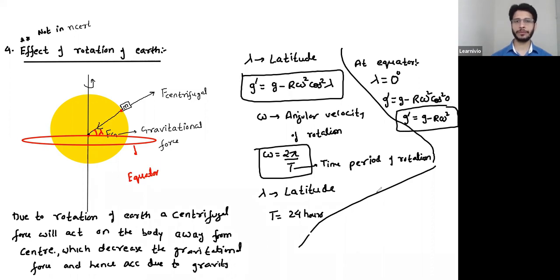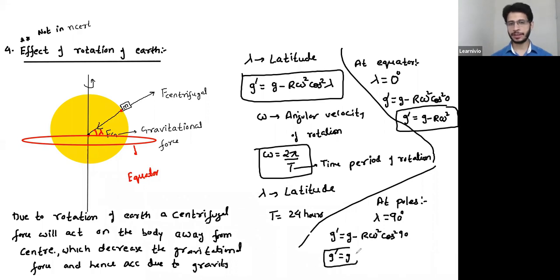This is at equator. If you want to check the same thing at poles, lambda is 90 degrees. So g prime is g minus R omega square cos square 90, cos 90 is 0, so g prime is g. So you can check there is no effect of rotation of Earth at poles, but there is an effect of rotation of Earth on equator. Here capital R is radius of Earth.